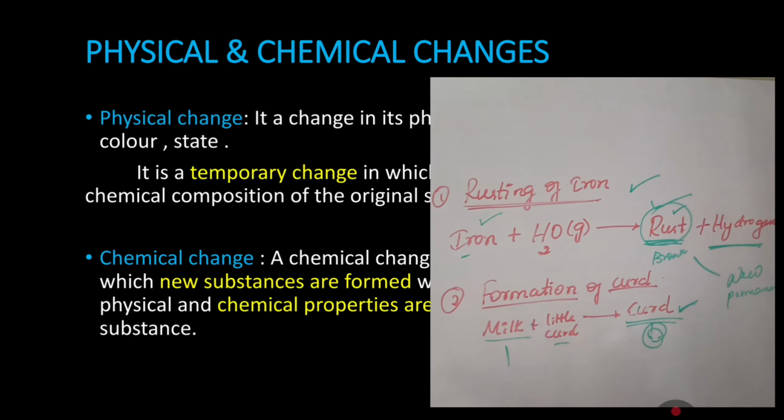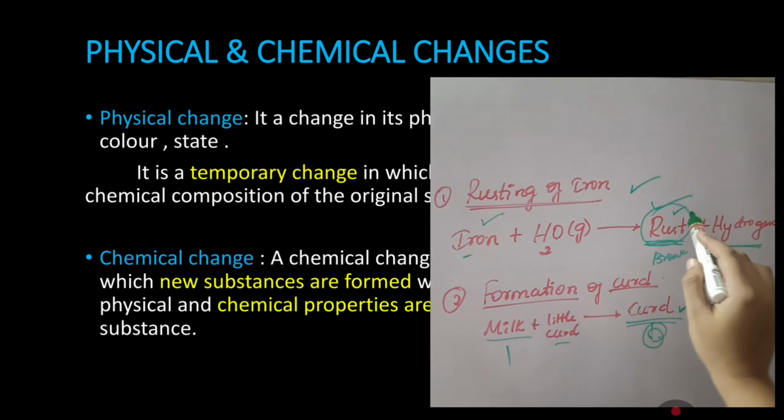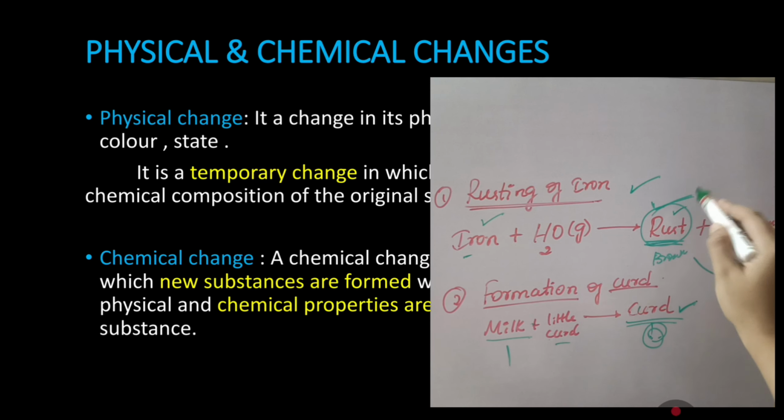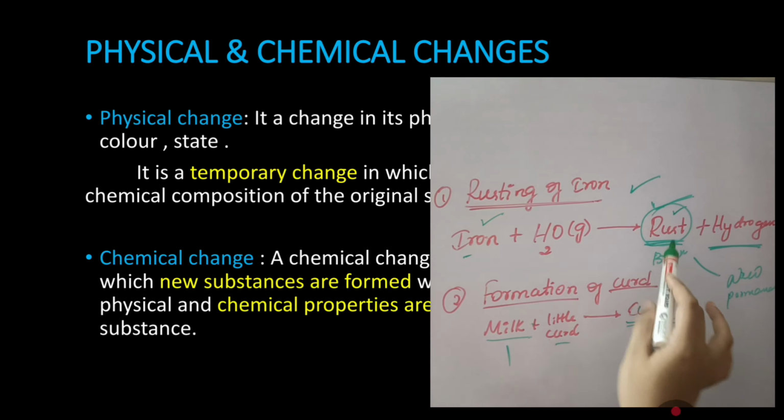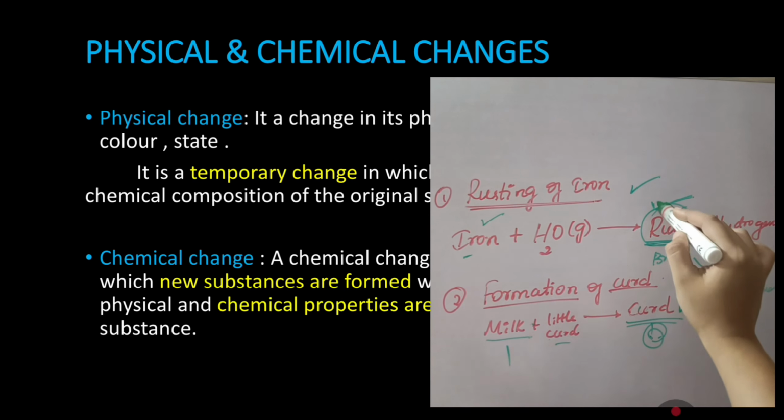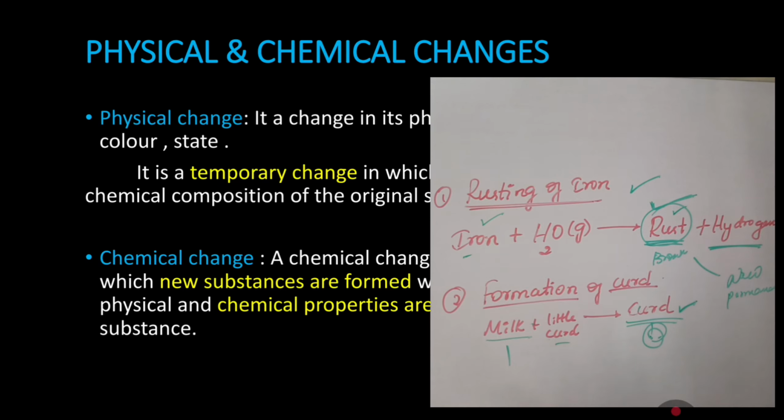So whenever you see any example, just look for any new substance formed. Yes, iron is converted into rust. This is a new substance formed, and the properties of rust and iron are different. The new chemical properties are seen. And in the formation of curd also, the new substance formed is curd, and the properties of curd, texture, smell, taste, everything is different from those of the milk. So here also there is a new substance formed, and the change is permanent. Hence these are the examples for chemical change.